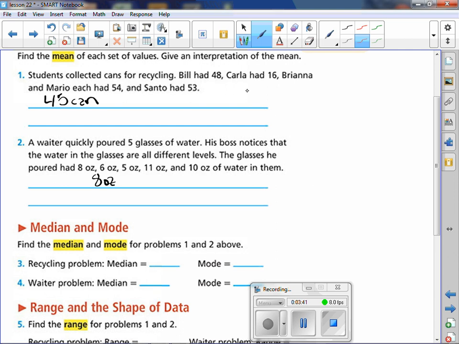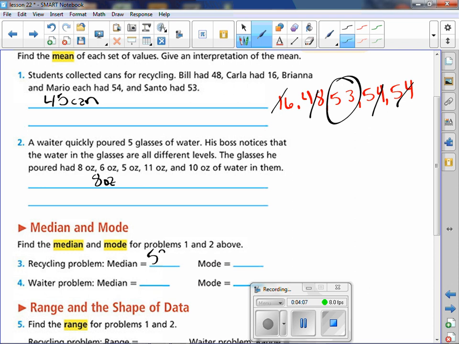If I was to order these from least to greatest, I would have 16, 48, 53, 54, and 54. Okay, to find the median, I cross them off, one end for one end. Okay, the median number is 53. The mode, however, is 54 because it happens twice.